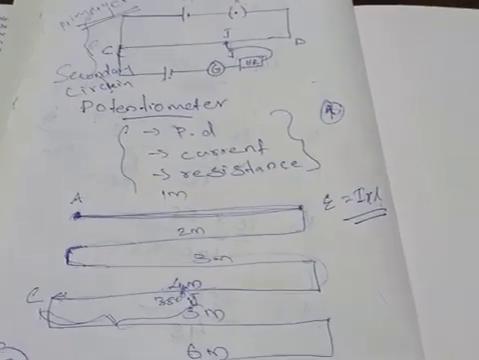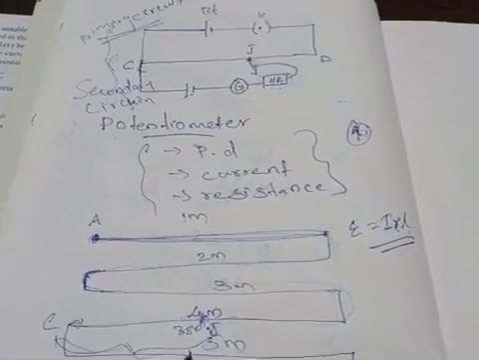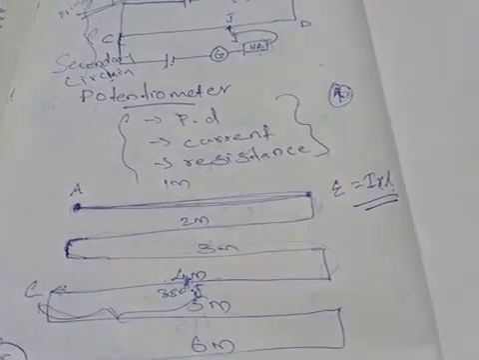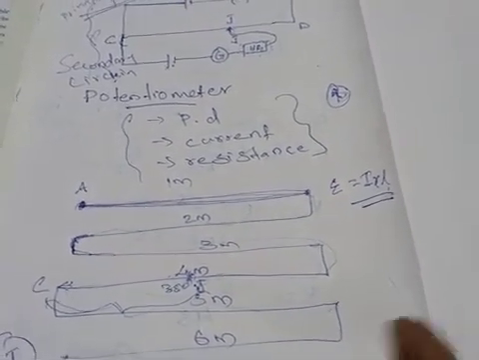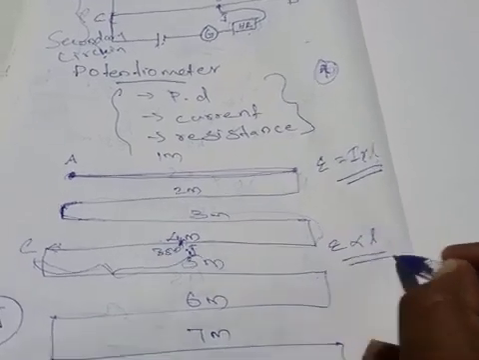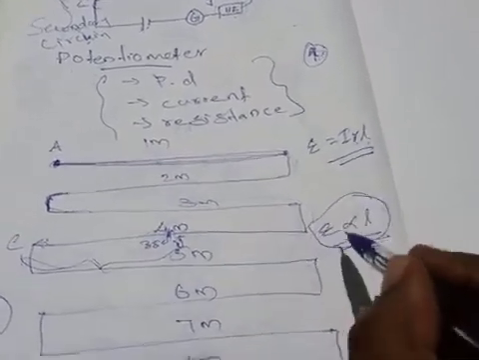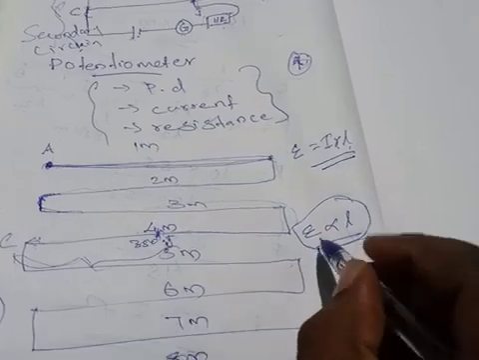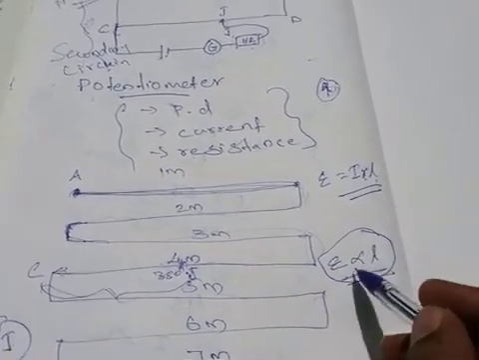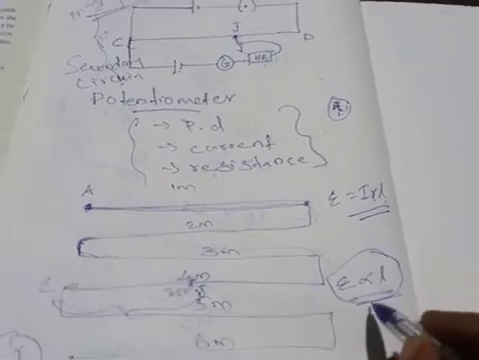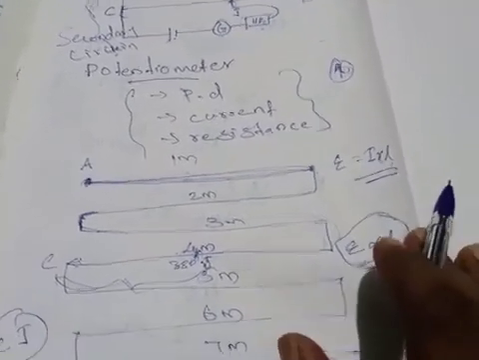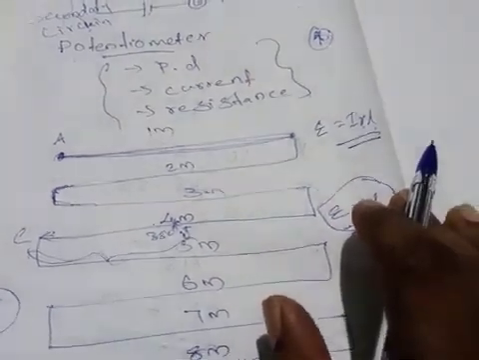Now this is the reading you have got. Again we can take more readings. Whenever you are taking a reading, we will get a relation: EMF is directly proportional to the length. EMF being directly proportional to the length means that when you are increasing the EMF, the balancing length will also be more. That is what the potentiometer is about.